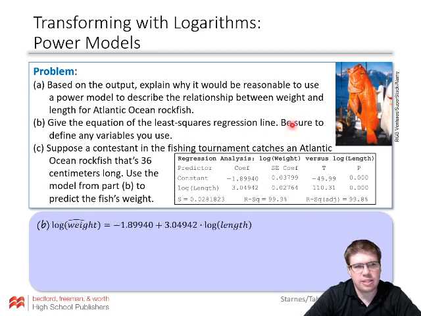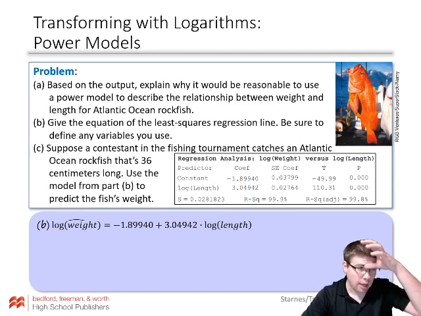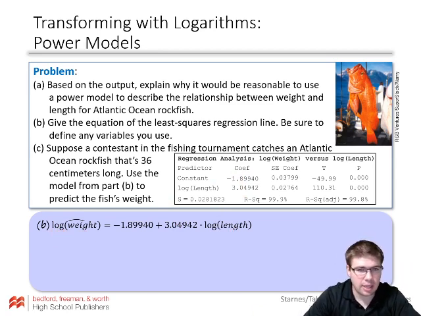Give the equation of the least squares regression line. Be sure to define any variables that you use. So again, we're predicting log weight from log length using that y-intercept and that slope. So we get that prediction equation. And you can then plug in the length into that and take the logarithm and so on, plug in the 36 and get our prediction.